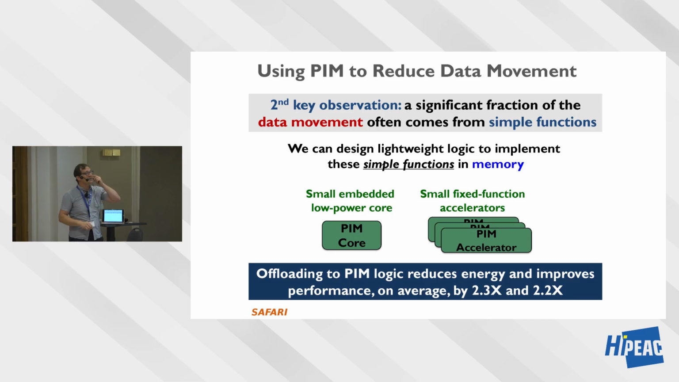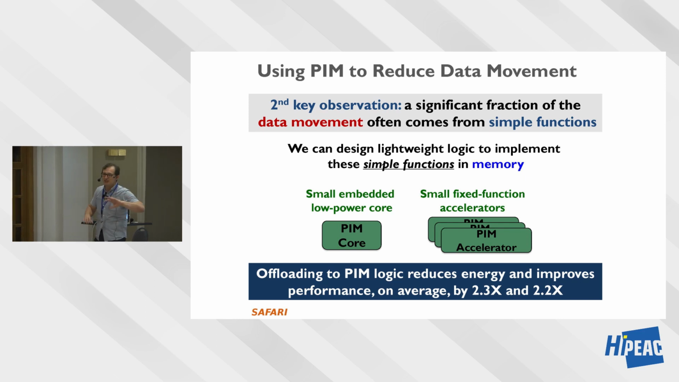The observation is that there are some simple functions that you can offload relatively easily because they're responsible for most of the data movement. You can implement these functions as small embedded low power cores, just like Tesseract, or you can have specialized accelerators that are designed in RTL, or you could have a reconfigurable engine in the logic layer of the 3D stacked memory. We found out that if you do this carefully, you get 2 to 3x performance and energy improvements, which is not bad. It's not 13x, but 2x is not a bad point to start with.